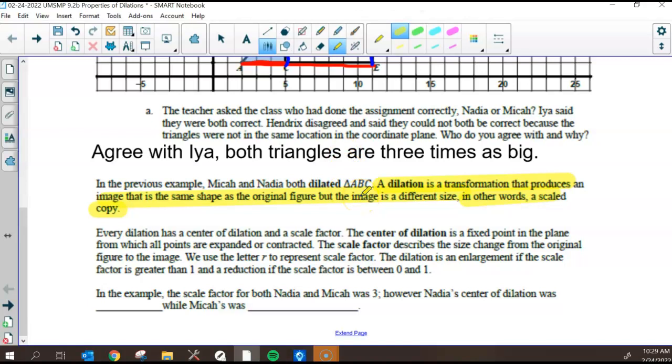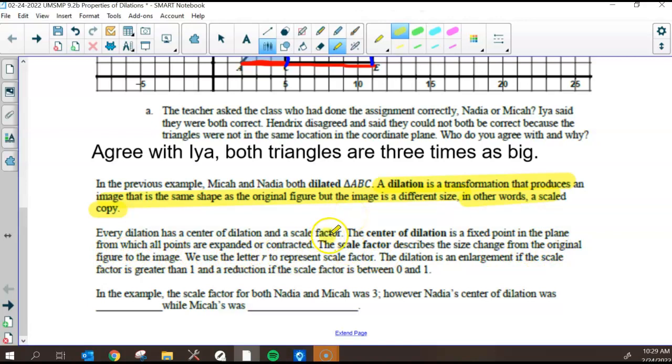So today we are going to be learning a little bit more about how we can find that center of dilation, or how that center of dilation affects these different scaled copies or dilations. Let's keep reading though. The scale factor describes the size change from the original figure to the image. We use the letter R to represent the scale factor.